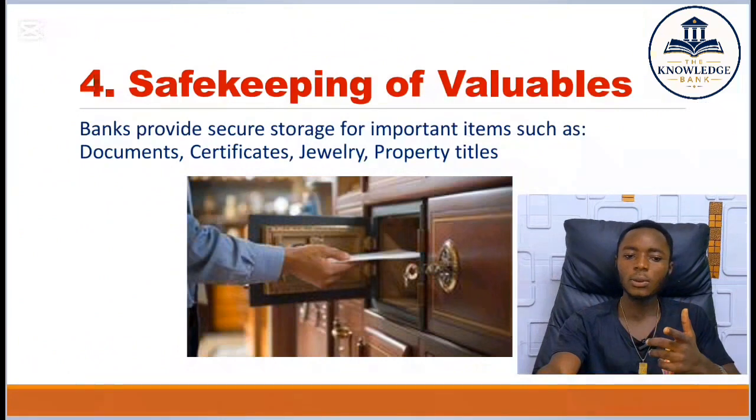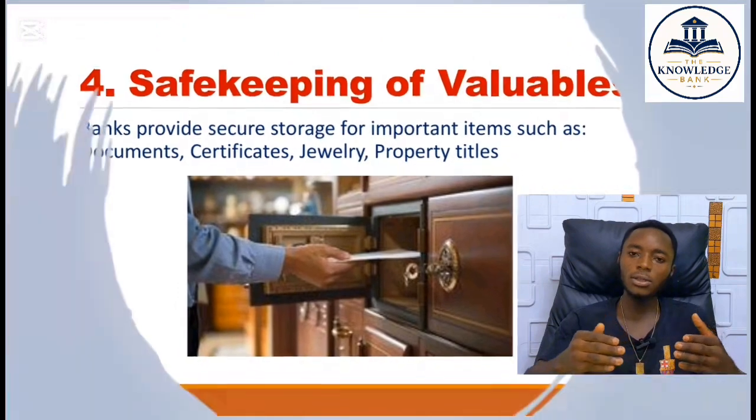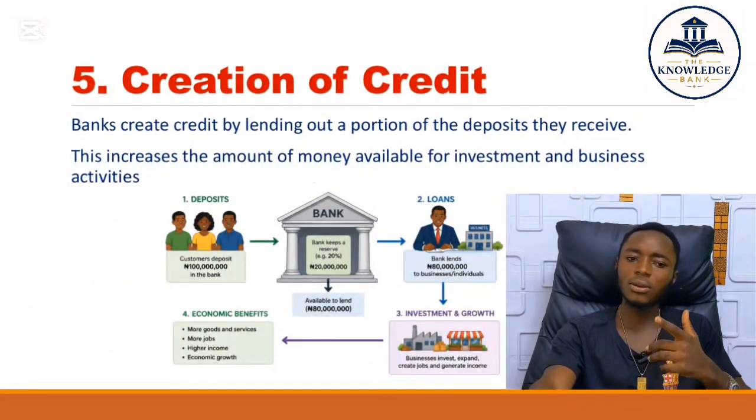Moving on to the next, we have the safekeeping of valuables. Banks provide secure storage for important items such as documents, certificates, jewelry, property titles. So if you have documents that you are afraid of theft, or maybe you don't feel like you can keep the documents, you approach a bank, you give these documents, and banks will help you secure and safeguard them for you. So the fifth function of a bank is credit creation.